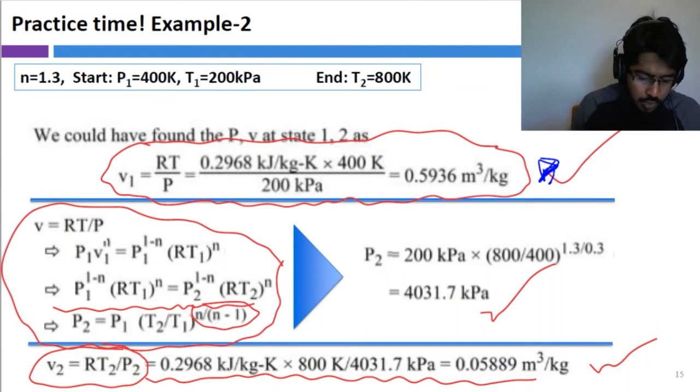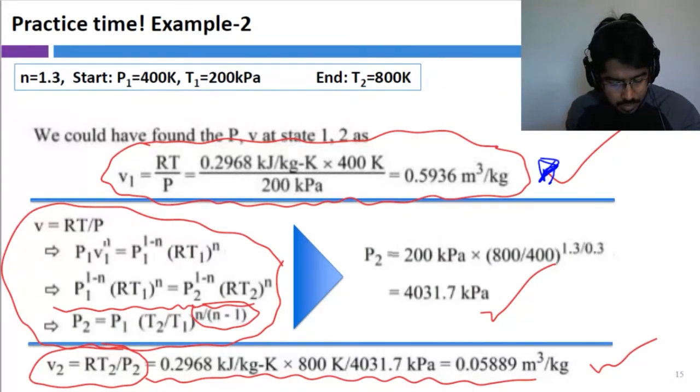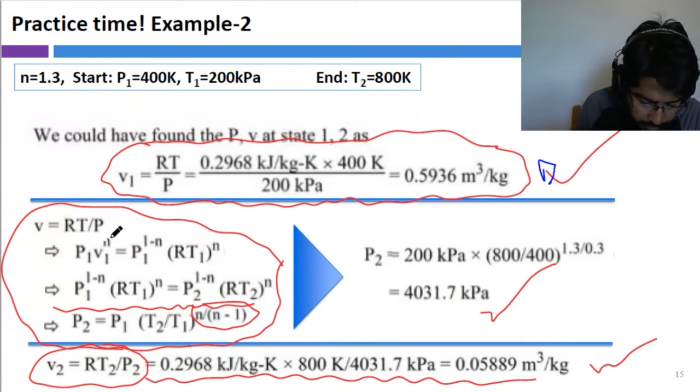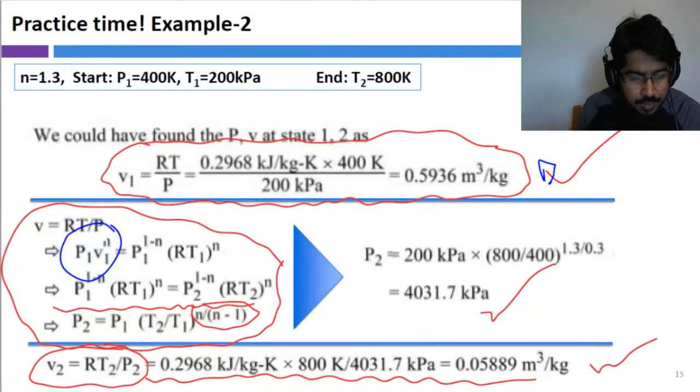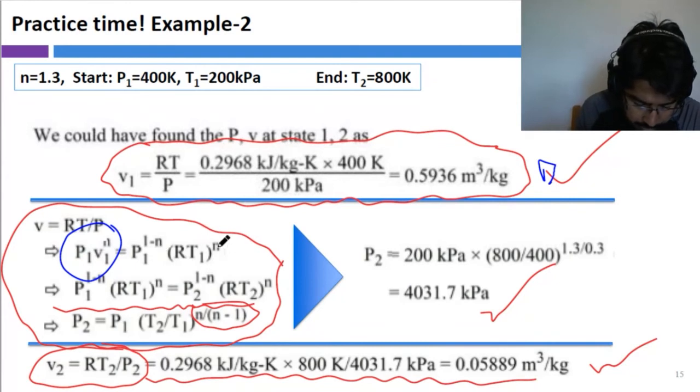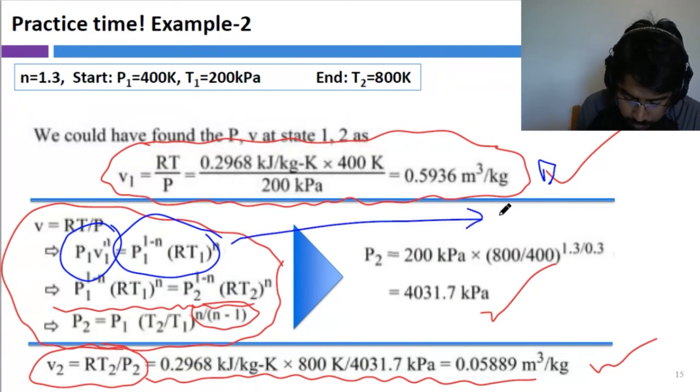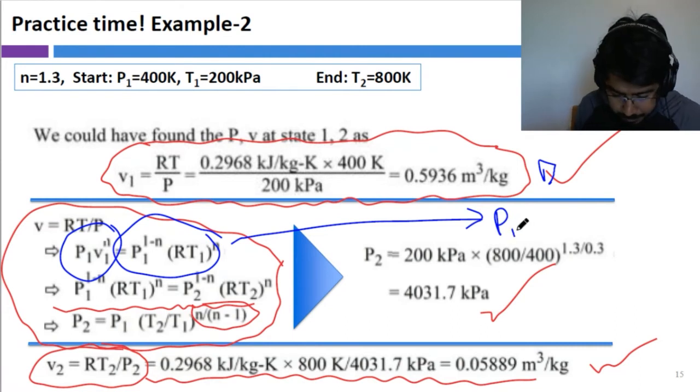I assume it's clear. So if we look at this polytropic equation, P1 V1 to the power N can be written as P1. So what we have done here in this step is substituting for specific volume using temperature and pressure terms, right? So V1 to the power N equals constant, right?